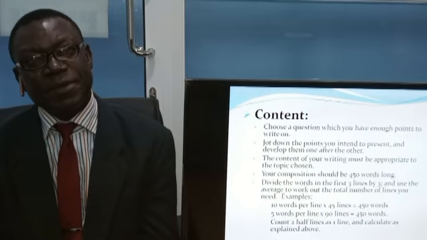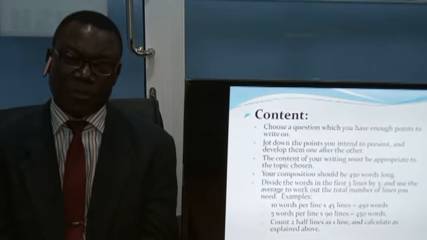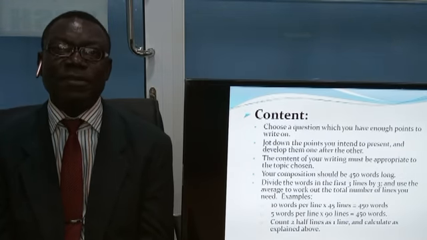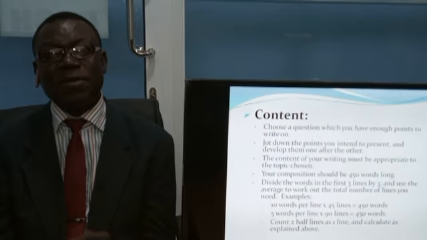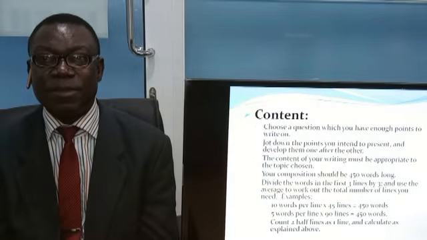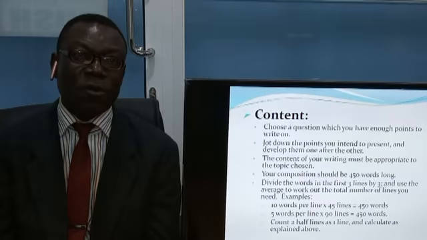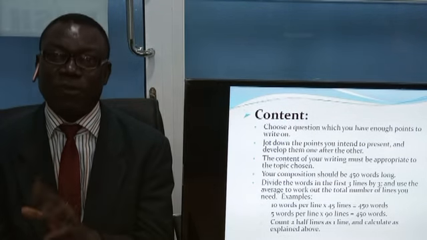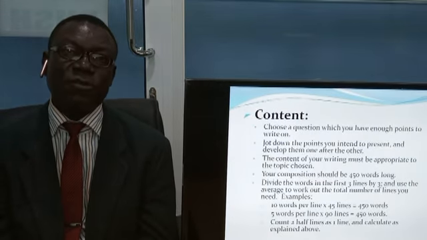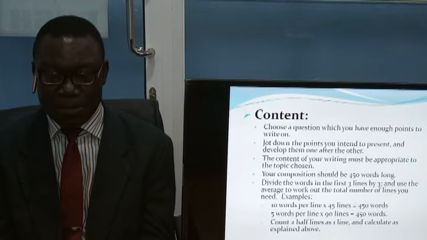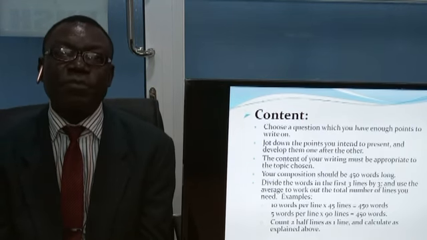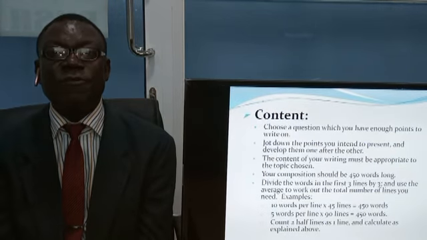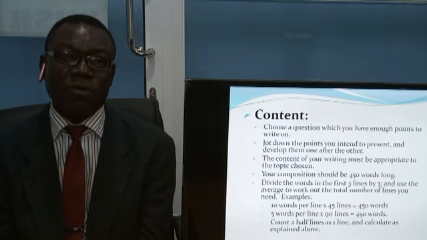The content of your writing must be appropriate to the topic chosen. For example, if you have chosen to write on a topic like the importance of water in the human body, but wrote on water generally, you may have very little mark, or even lose all the marks you made for content. So please take note and ensure that your write-up harmonizes with the topic.